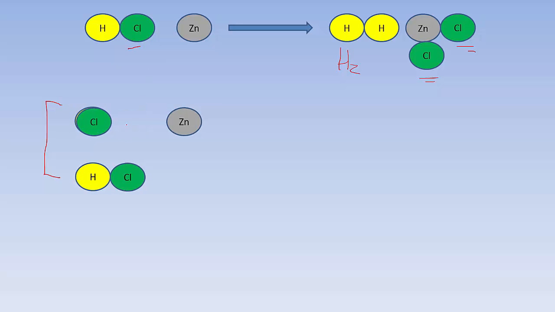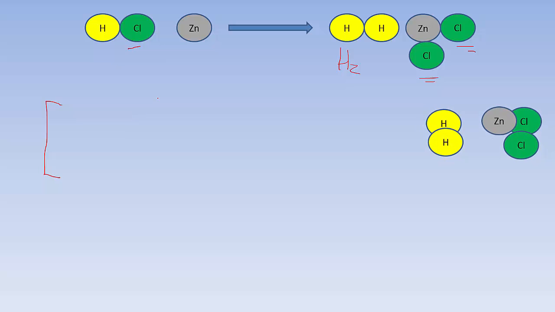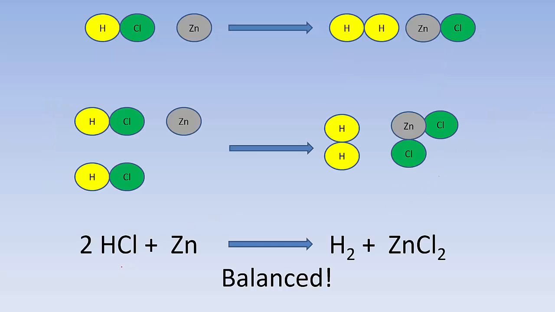Now watch what happens. Whoa, look at that. Perfect. All right, now we got our H2 and we got our zinc chloride over here. So everything's hunky-dory. This is a balanced equation. We have to start with 2 HCl and 1 zinc to give us H2 and ZnCl2, zinc chloride. So this is balanced because we have 2 hydrogens on the left, 2 hydrogens on the right, 2 chlorines on the left, 2 chlorines on the right, 1 zinc on the left, and 1 zinc on the right.